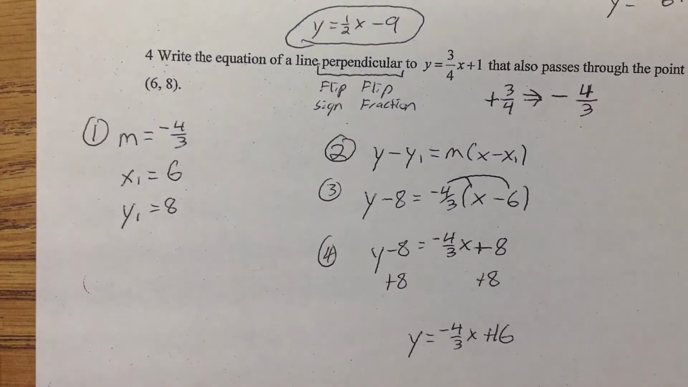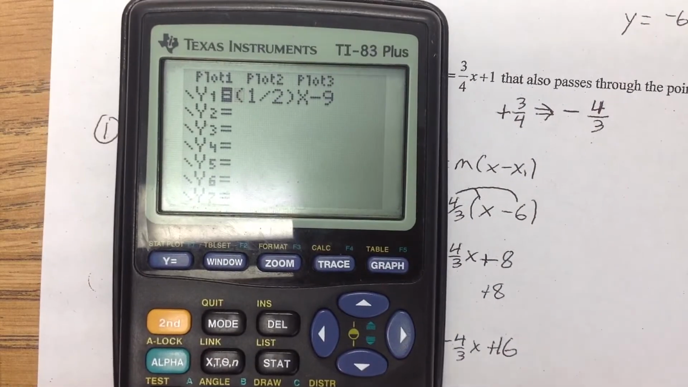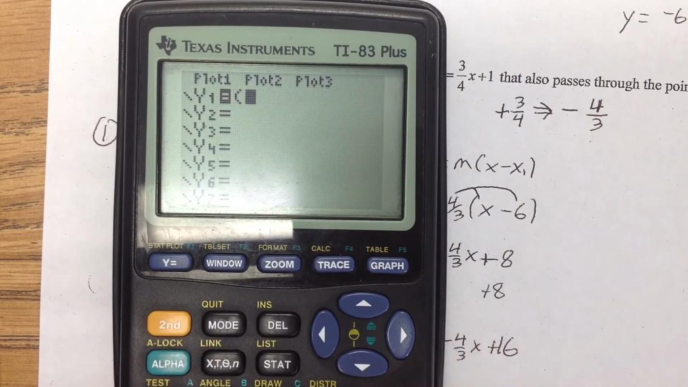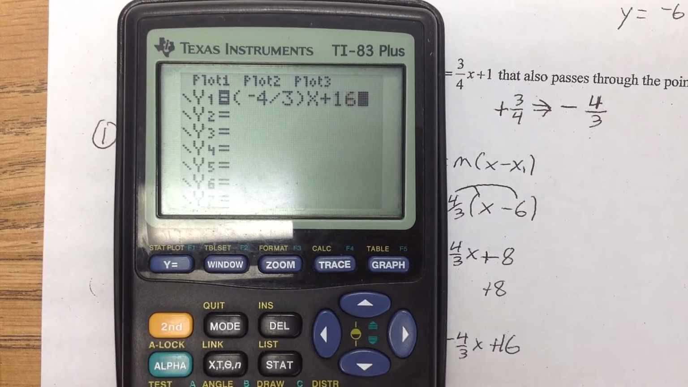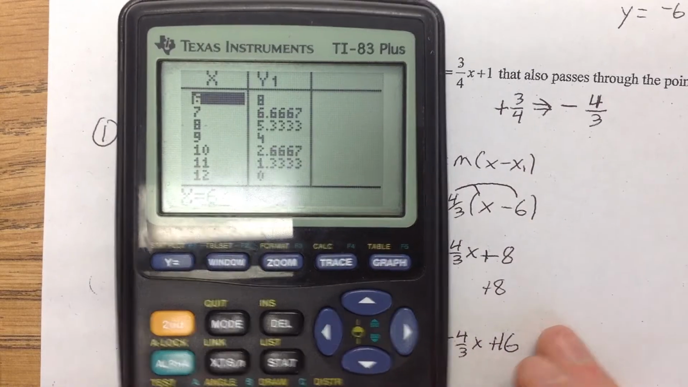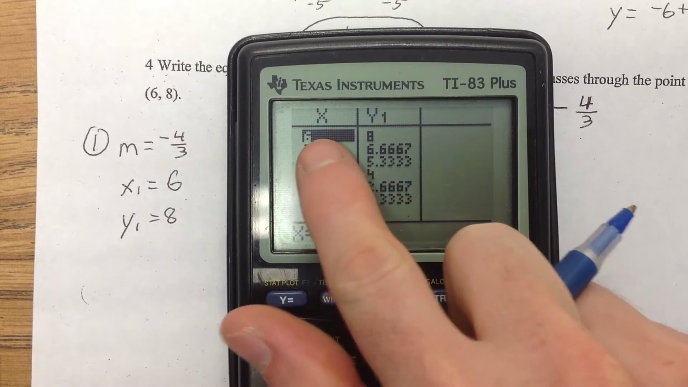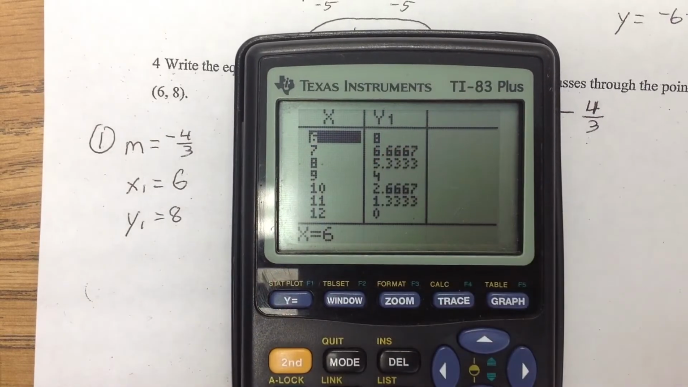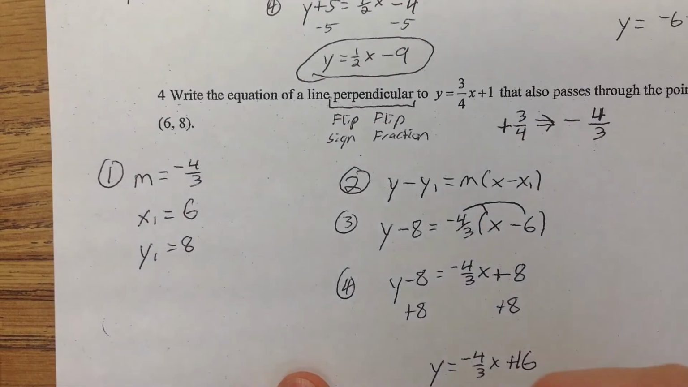Okay. And again, because it doesn't really take that long, there's no reason not to check it. Just go to your y equals, we've got negative 4/3 x plus 16. We'll go to second graph, and hopefully we're going to find that point 6, 8, and look at that, it's right there at the top, 6, 8. So that tells us that we did the rest of the problem right. Okay. All right, let's take a look at what we have to do on the back.